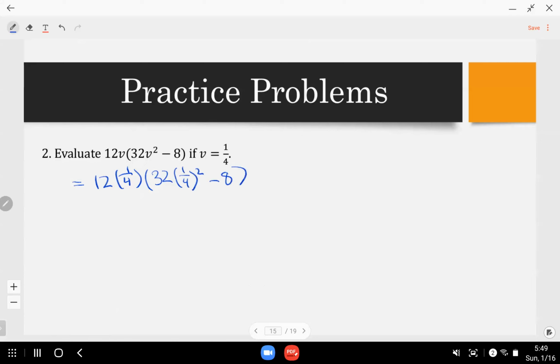All right, so we have a lot of parentheses. We see that this outermost parenthesis, let's do that first. Okay. So inside that, we have 32 times 1/4 squared. There's an exponent here, so let's do that first. What is 1/4 squared? Let me make a note here.